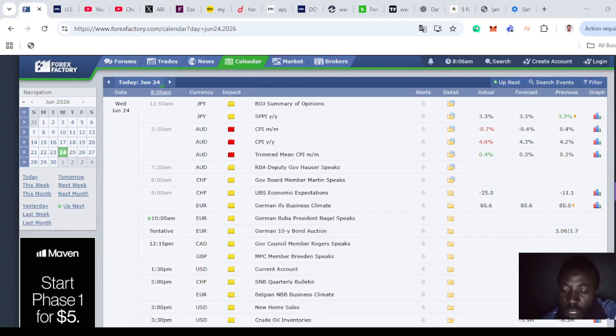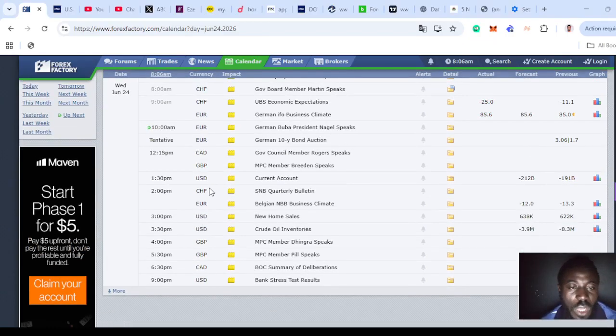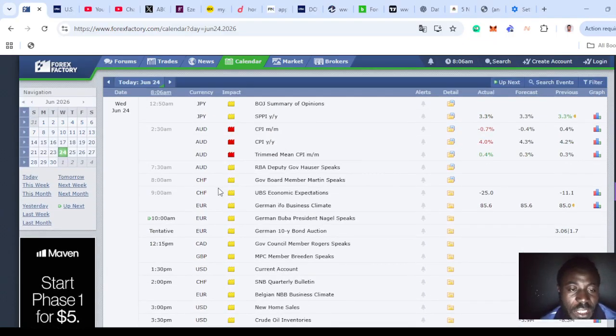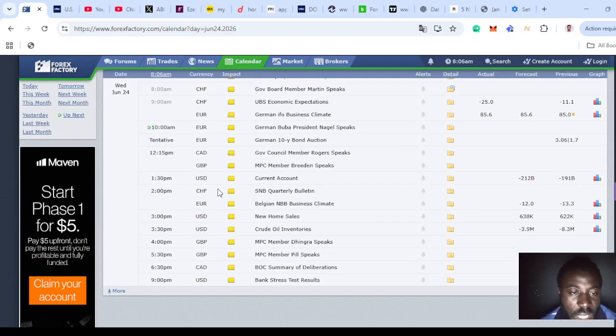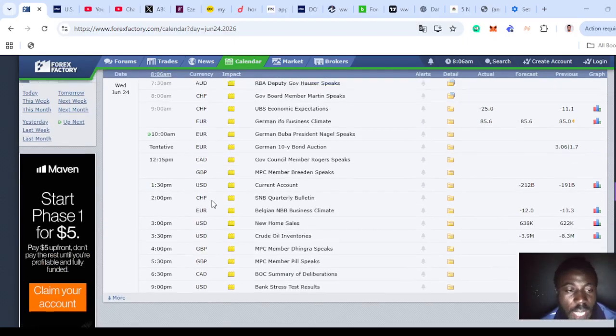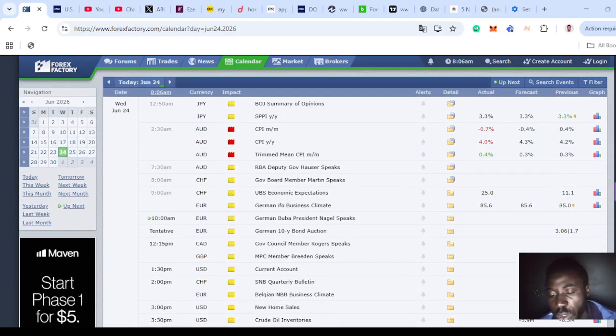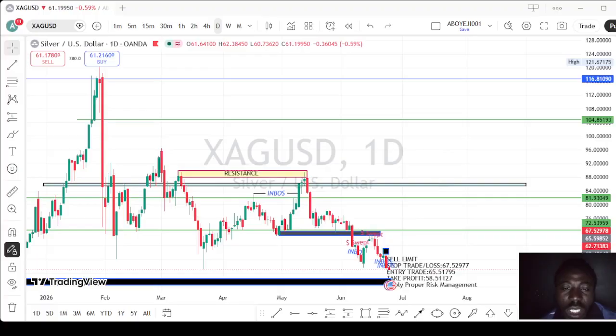This is fundamental analysis, this is Forex Factory. We can see there's no high impact news on USA, GBP and Euro. So let's move into the chart and see what the chart has for us. Yesterday, our opportunity triggered us out and went in our favor.